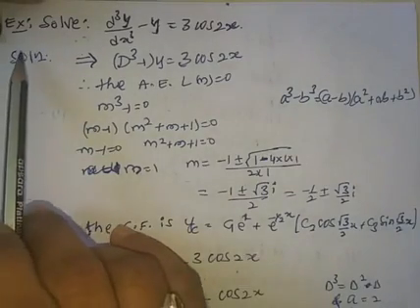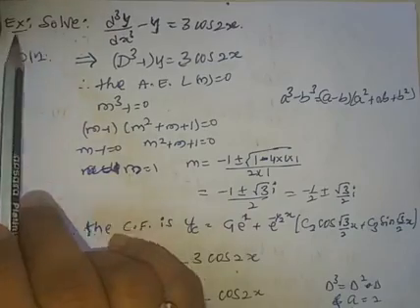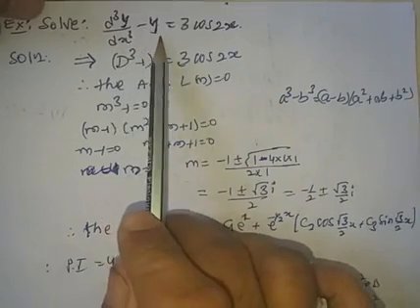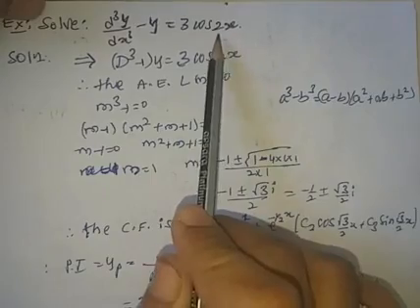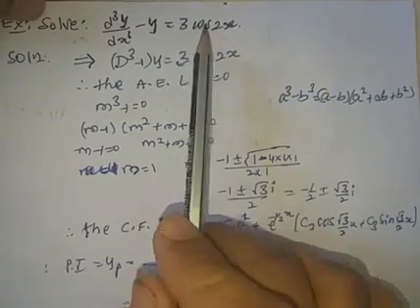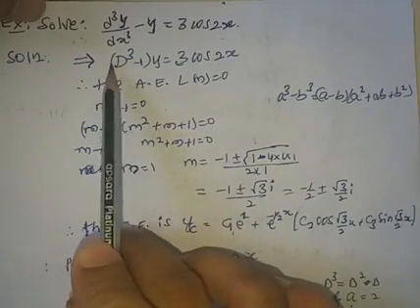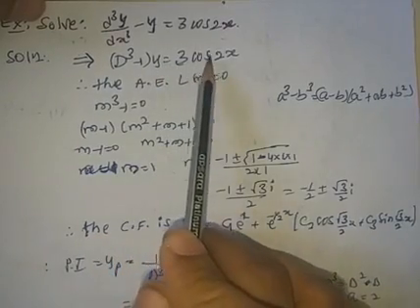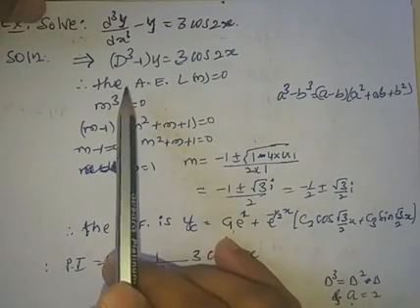Friends, we will take one more example on the type 2, the non-homogeneous linear differential equation. That is, solve d cube y by dx cube minus y is equal to 3 times cos 2x. This is the given example. As you know, this is a non-homogeneous differential equation. Now, this equation can be written as (D cube minus 1) y is equal to 3 cos 2x. So now, let us first find the complementary function.